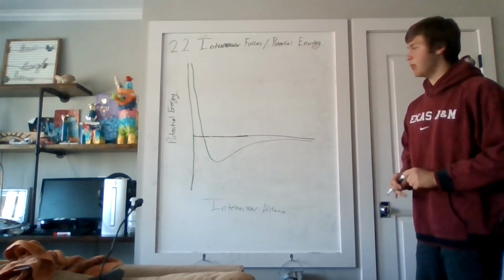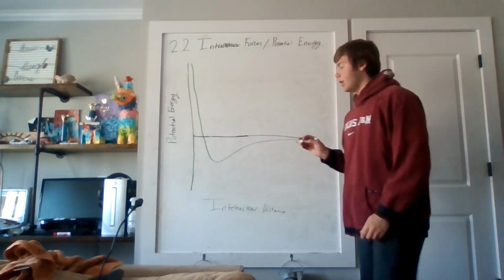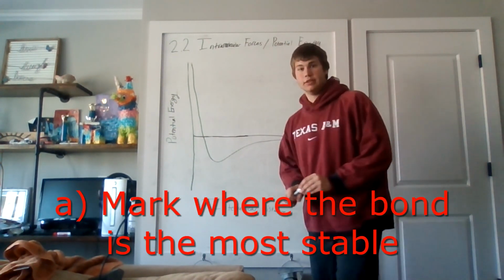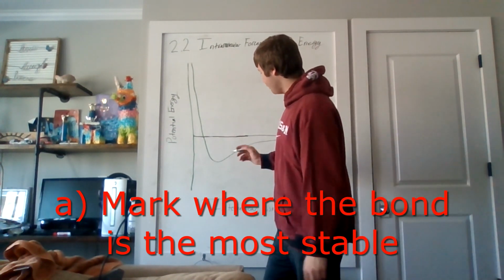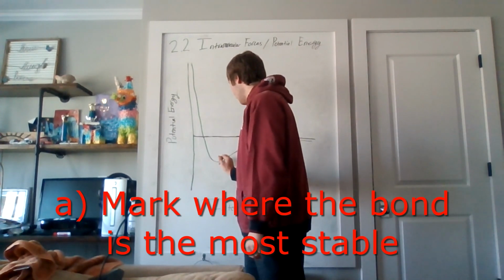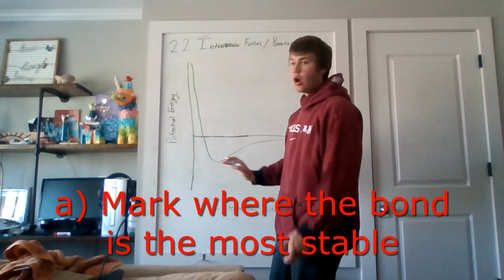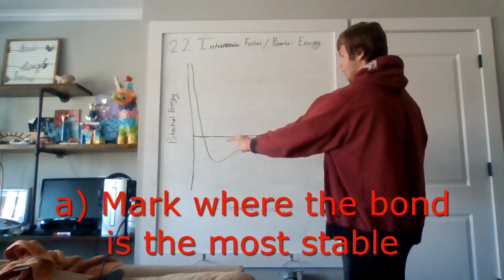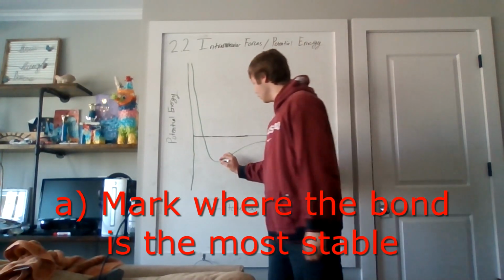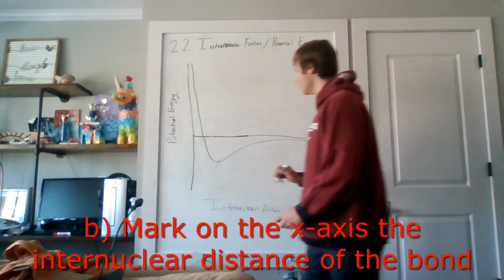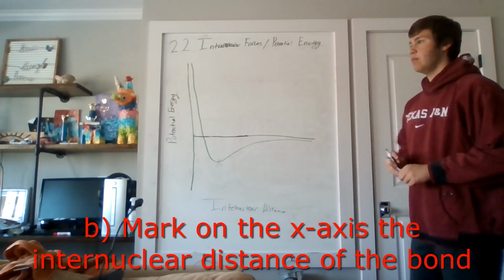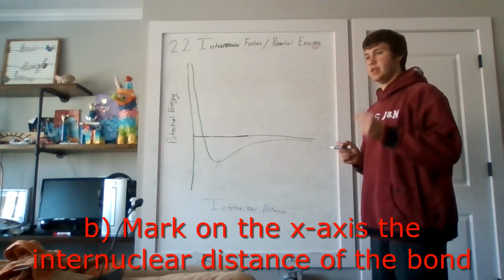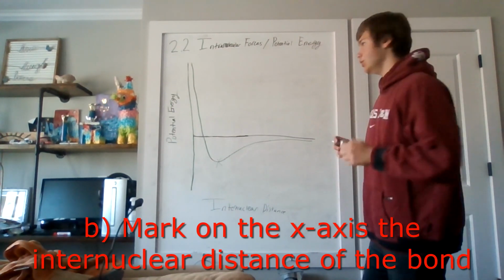Alright, for this problem, we need to figure out where the bond is at its most stable. So it is at its most stable at this point here, at the trough. That is where the bond is always going to be stable in these graphs. Put a little X there. Now we need to mark on the x-axis what is the distance from each nucleus.